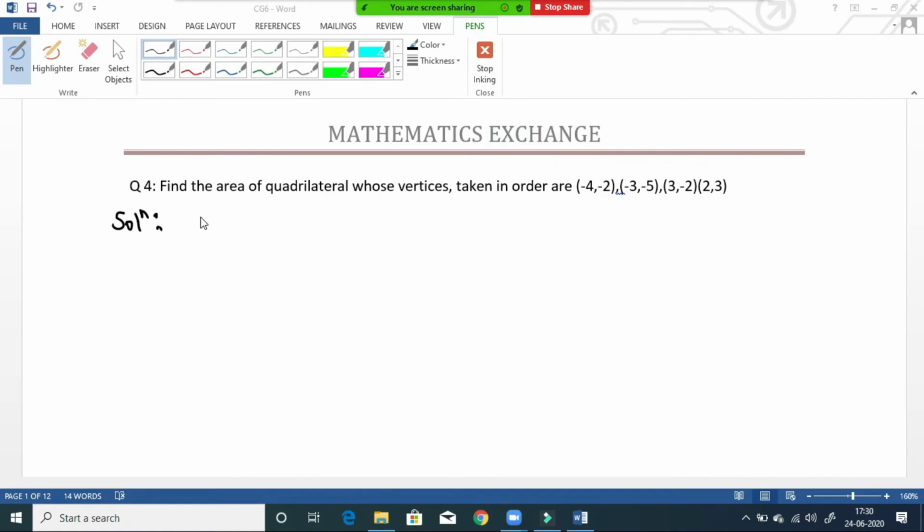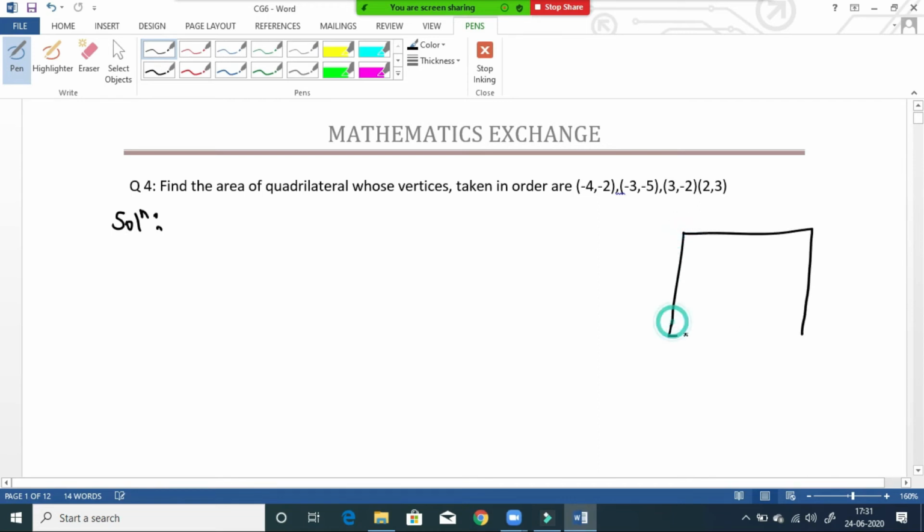So the next question is question number 4. Find the area of quadrilateral whose vertices taken in order are (-4, -2), (-3, -5), (3, -2) and (2, 3). So in this question we have to find the area of the quadrilateral. So we have to draw the quadrilateral and divide it into two triangles.